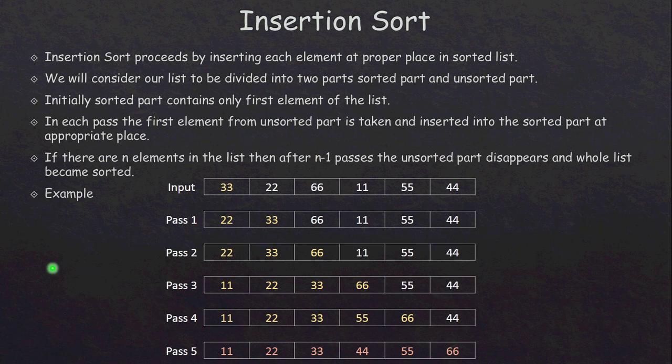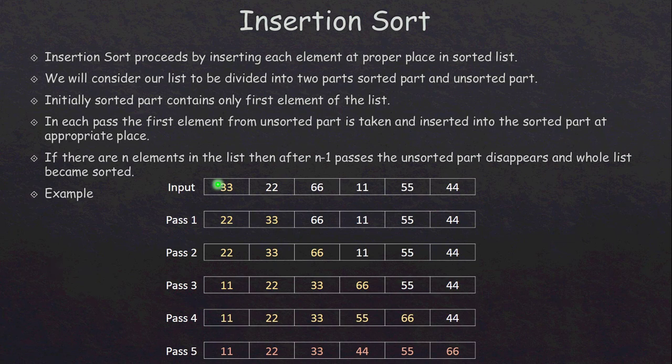So here I have an array where the elements are unsorted. The first thing is I will divide this array into two parts, sorted part and unsorted part. Initially I will consider one element in the sorted part and the remaining elements in the unsorted part. I will take the first element from the unsorted list and that element will be inserted at the appropriate place in the sorted list. I will explain insertion sort with the help of an example.